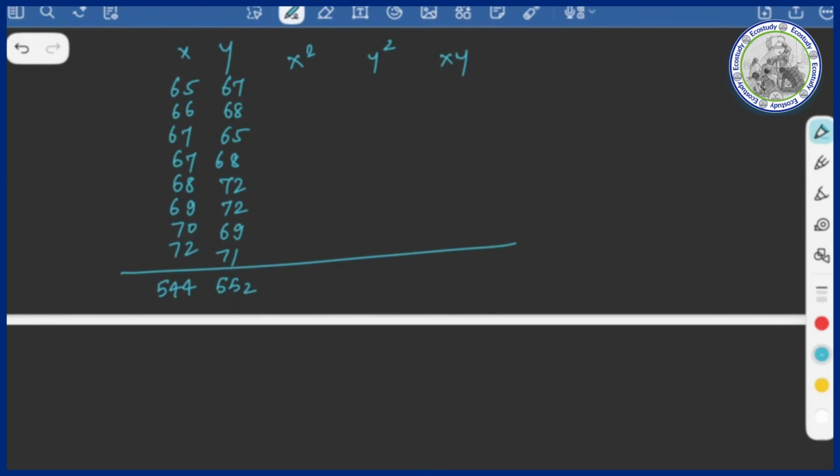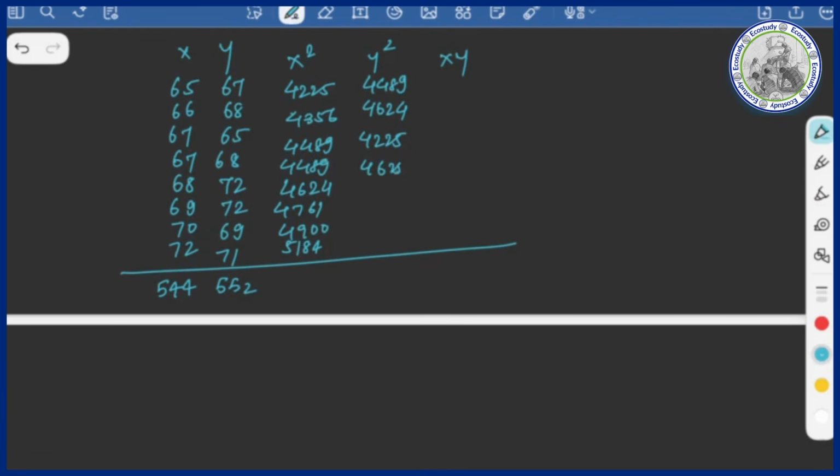Now x square, take the square of the 65. So 65 square is 4225, 66 is 4356, 67 is 4489, 4489, 4624, 4761, 4900, 5184. And y square: 4489, 4624, 4225, 4624, 5184, 5184, 4761, 5041.